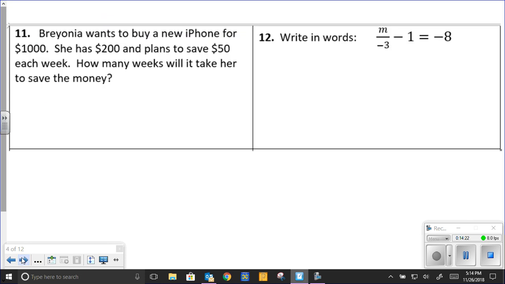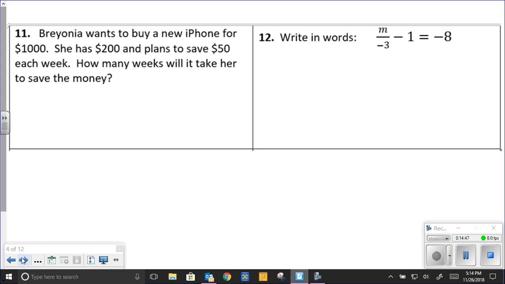Okay, number 11, it says that Brianna wants to buy a new phone for $1,000. She has $200 and plans to save $50 each week. How many weeks will it take her to save the money? All right, so one of the things you could do is just kind of do the math. If we have $1,000, we can get rid of $200. That means she has to save up $800, and then you could figure out how much it would take to do that. But remember, we are talking about equations, and so let's go ahead and set up an equation to do it.